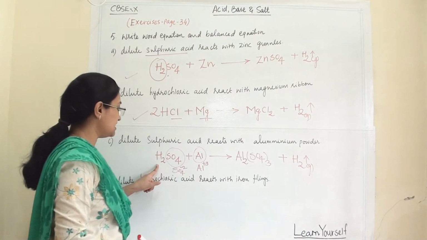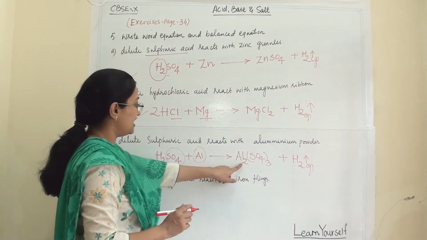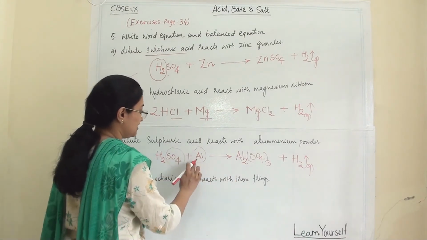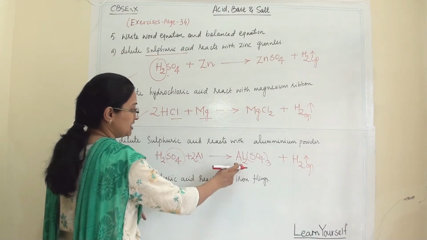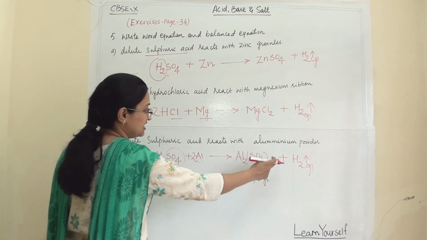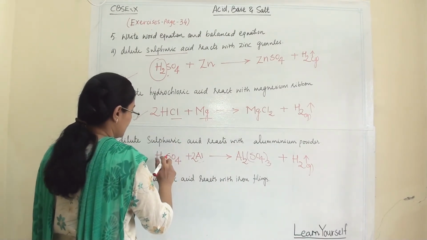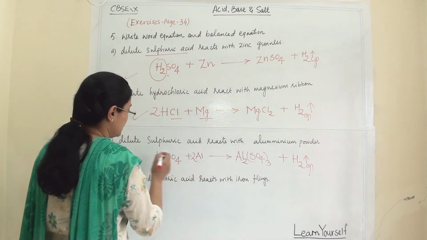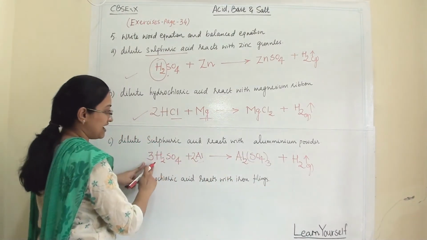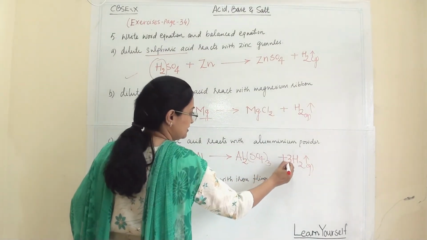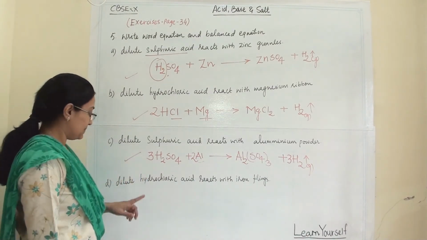Now we will see whether our equation is balanced or not. So aluminium is 2. So here we have to add 2 to make aluminium equal. Now SO4 is 3 and hydrogen is 2. SO4 is 3. So here we have to add 3. Hydrogen is 2, but here we have added 3. So we have to add 3 here. So now our equation is balanced.